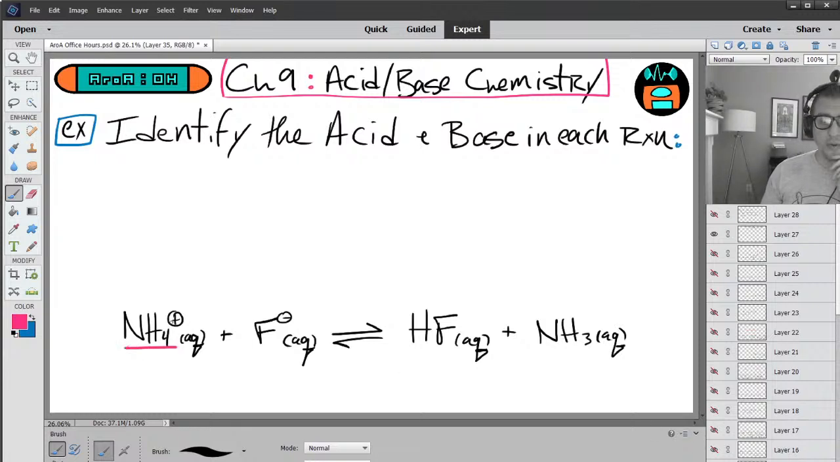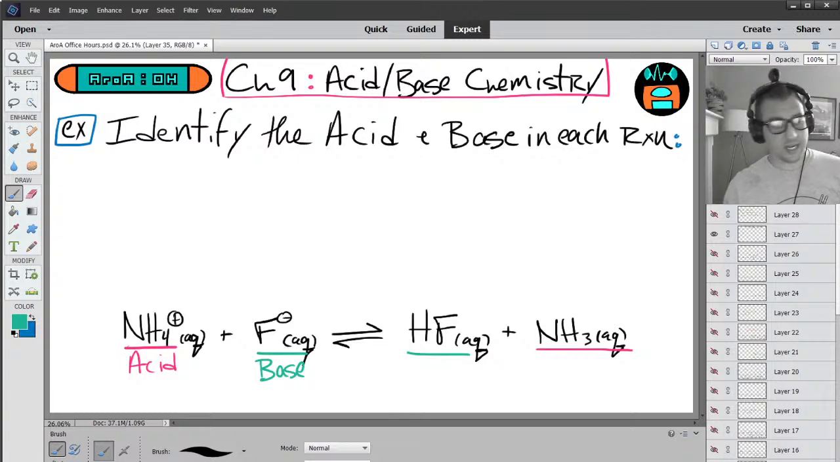You'll notice ammonium in this reaction becomes ammonia. It starts with 4 H's and a positive charge. It loses the positive charge and a hydrogen. That makes it a proton donor, which means we're dealing with an acid. Fluoride picks up a hydrogen over the course of this reaction and a positive charge. You'll notice it starts negative, ends neutral. That makes fluoride a base.